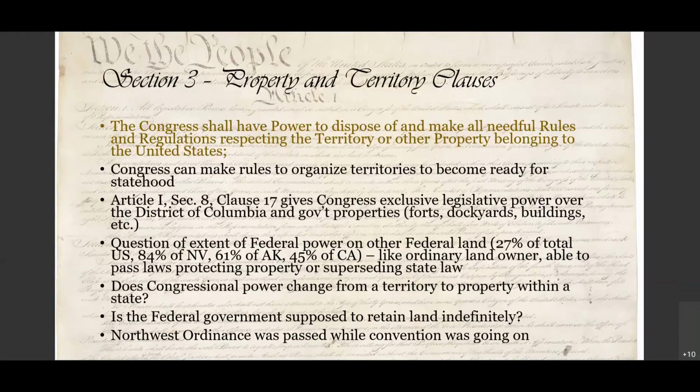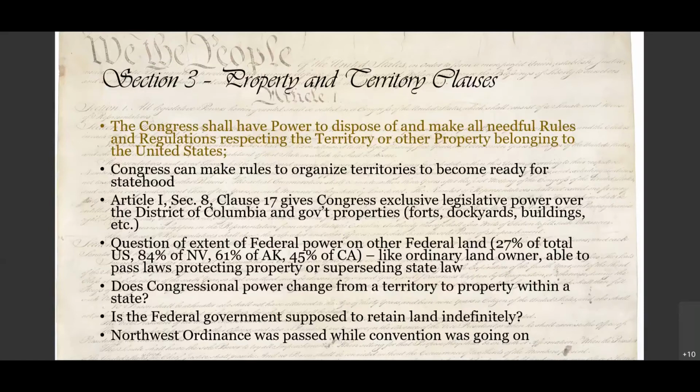it gives Congress the exclusive legislative power over the District of Columbia, which is our capital, and government properties. And it lists things like forts, dockyards, arsenals, buildings, etc. So they understood that there is a need for the federal government to control the capital, so it's not under the power of any one state, as well as certain government properties, such as for defense, forts and dockyards and arsenals, and other buildings, say courthouses or customs houses. So it gives Congress exclusive legislative power over those.